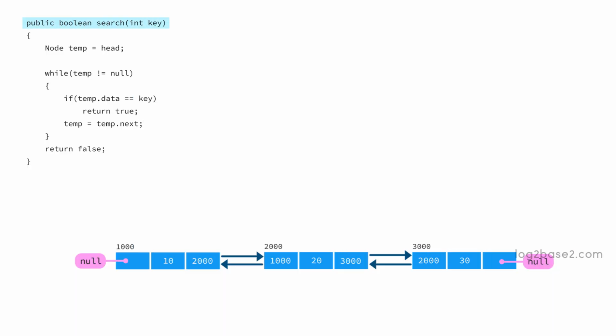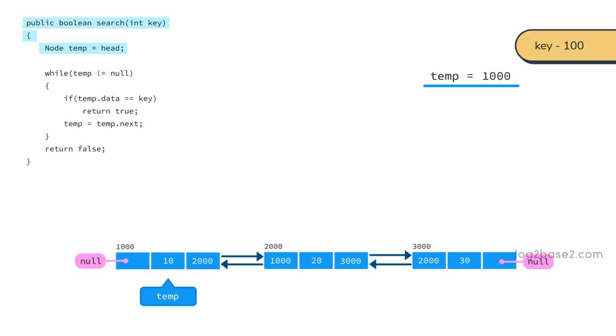Now let us see another case where the search key is not found. So let the key to be searched be 100. First, temp is initialized to head. And we have the while condition temp not equal to null, and temp is equal to 1000 here, which is not equal to null. So enter the loop and check if the data at address 1000 is the key. So compare 10 with 100, but the comparison returns false. So the if condition fails and temp is moved to the next node. So now temp points to the second node.